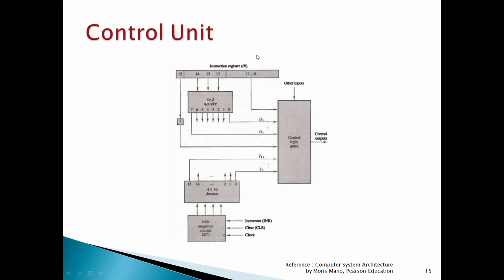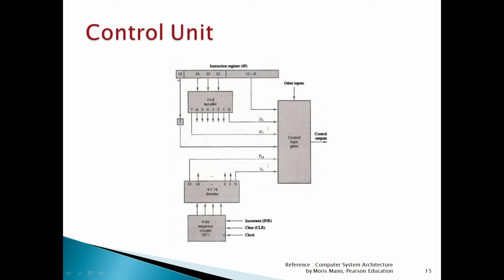This is the instruction register, which consists of 16-bit instructions. The first 12 bits are used for the address. This will be transferred into the control logic gates, and from the 3-bit operation code, the 3x8 decoder will give its input here. For the operation to be performed, it will give you the address of the operand.